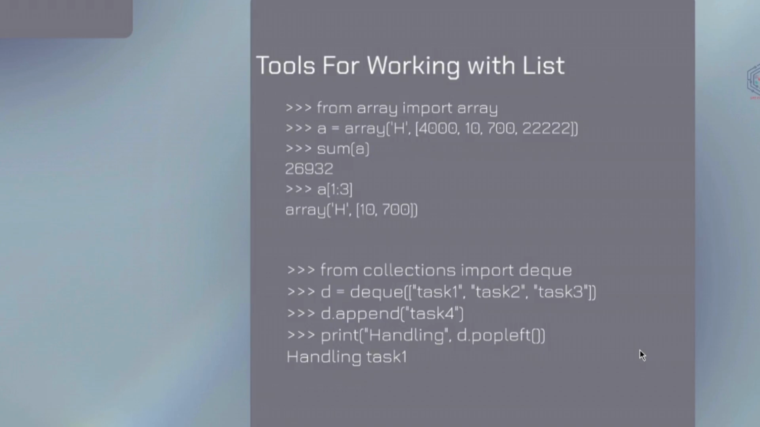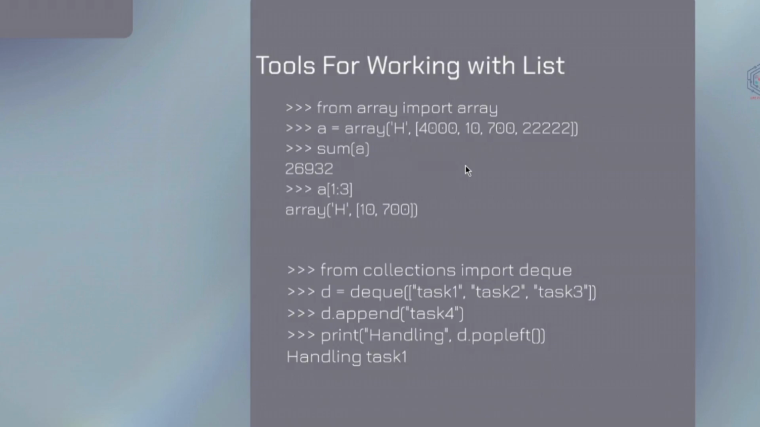Here we are able to see the type code H. This is the type code. The collections module provides a deque object that is like a list with faster appends and pops from the left side, but slower lookups in the middle. These objects are well suited for implementing queues and breadth-first tree searches.